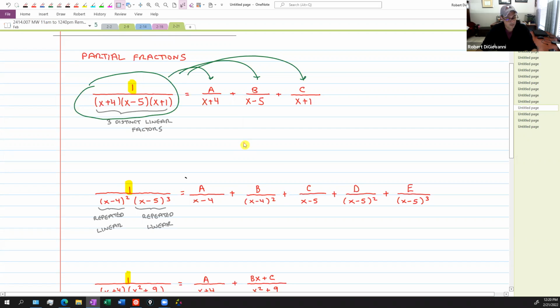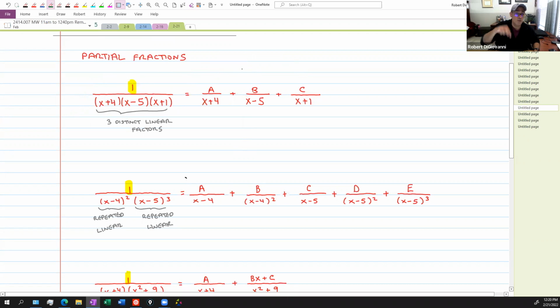So the general idea is this: if you start with a rational function, you look at the denominator and you factor it completely. You have to completely factor the denominator, which I've already done here for us. That is a completely factored denominator. And what I do is I look at each of the factors. In this case, I have 3 factors. x plus 4, that's one factor. x minus 5, that's the second factor. x plus 1 is the third factor. Those are all different factors. In other words, if I plug in -4, it'll make this 0, but it won't make the other 0. If I plug in 5, it'll make this 0, but it won't make the other 0.